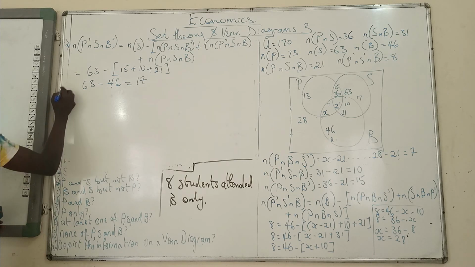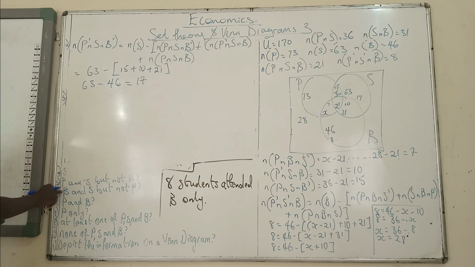Now, how many students? So we have P and S, but not B. That is telling us: how many students went to primary and secondary schools only? Because we have P and S, but not B. That's the meaning. They didn't acquire post-secondary school education. Just P and S only.